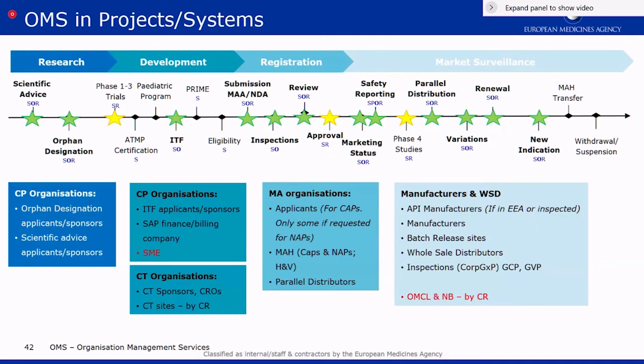And here we can see at the top the representation of the full life cycle of the medicinal product. And at the bottom, in all these bubbles, we have the regulatory procedures that are already integrated with OMS, that we already have in OMS. And in here we have two in red. For example, for SME, this is still in red because it's part of our plan for this year. And we should be fully integrated.